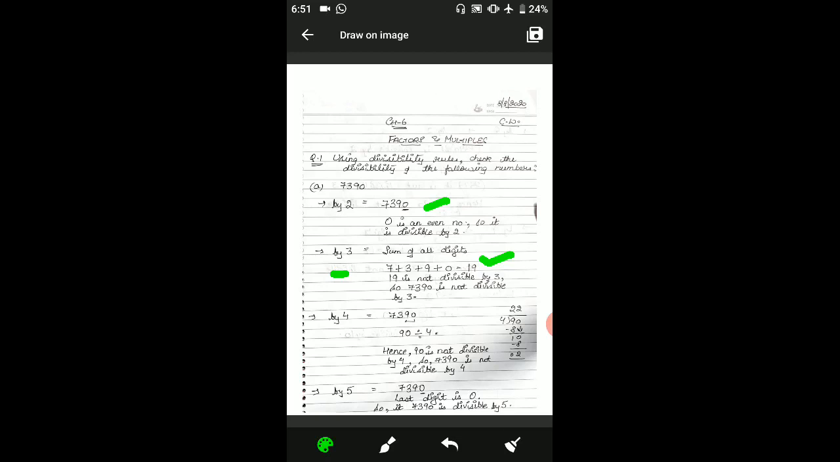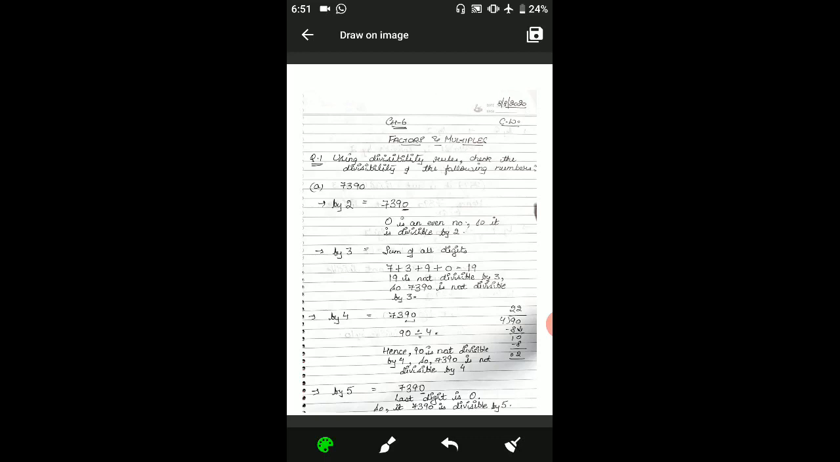Clear? Now by 4. For 7390, you have to see the last two numbers. The last two numbers you have to divide by 4. See, on the side I have done it. Here the remainder is coming. It means that this number is not divisible by 4. So 90 is not divisible by 4, so 7390 is not divisible by 4.